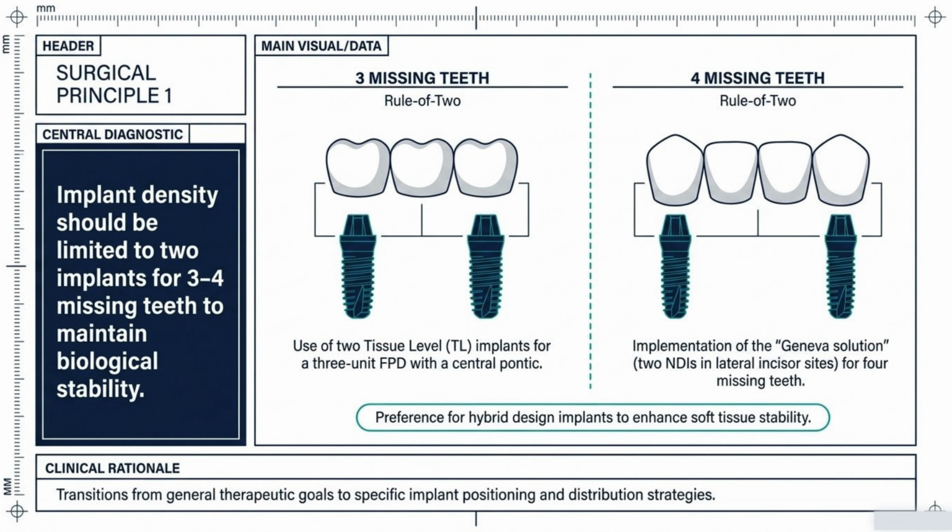Our first surgical principle is what we call the rule of 2. To maintain biological stability and avoid compromising the interproximal bone, implant density must be limited. If a patient has 3 missing teeth, we place exactly 2 tissue-level TL implants to support a 3-unit FPD featuring a central pontic. For cases with 4 missing teeth, we implement the Geneva solution, which means placing 2 narrow-diameter implants, NDIs, exclusively in the lateral incisor sites. In these scenarios, there is also a clinical preference for utilizing hybrid design implants to further enhance soft tissue stability.